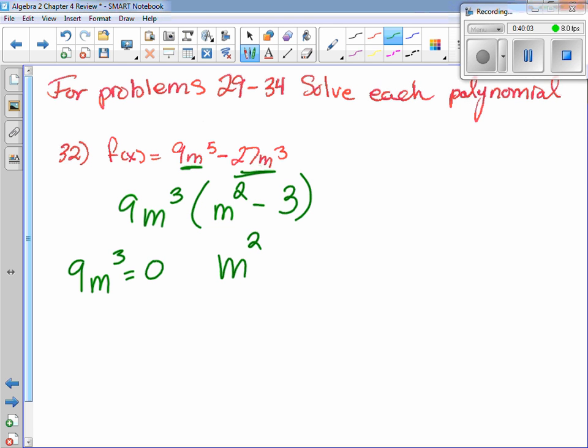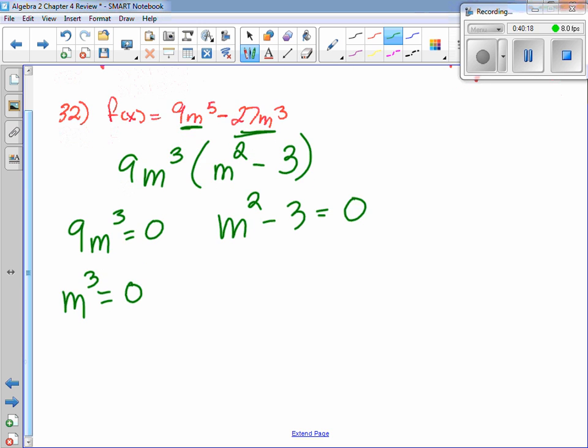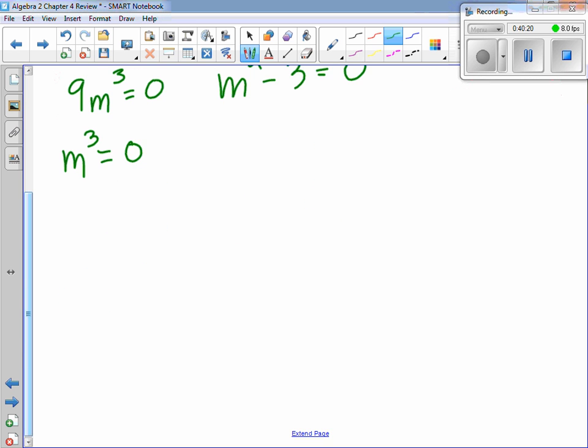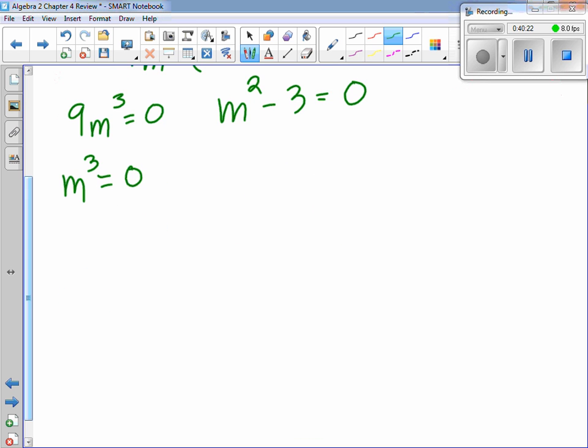Over here, I can set both of these equal to 0, yes? I can divide both sides by 9, yes? Well, that just says m cubed is equal to 0, yes? Well, I'm going to break this down a little bit further. M to the third, well, that's really just saying m is being multiplied by itself how many times? 3. So really what we're saying is that m times m times m is equal to 0, yes?